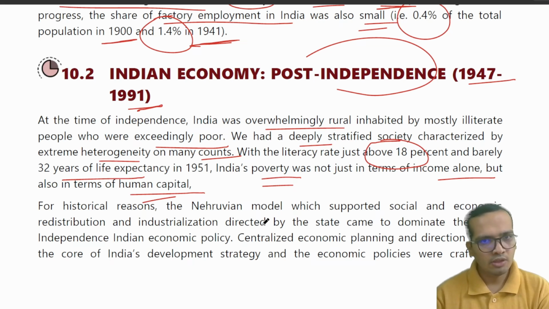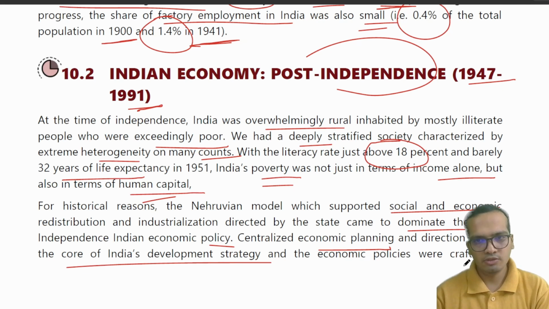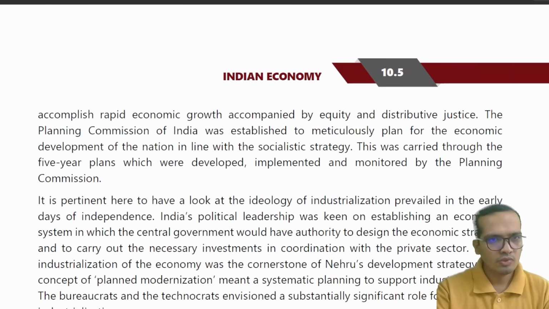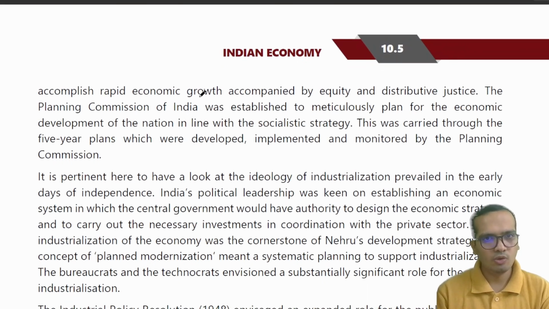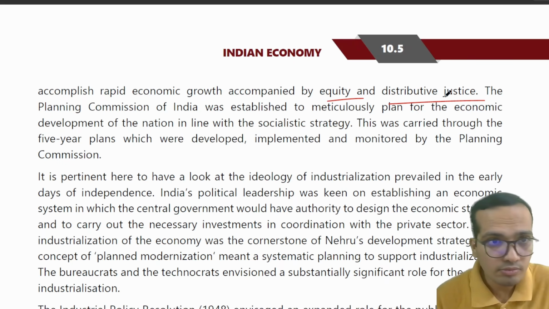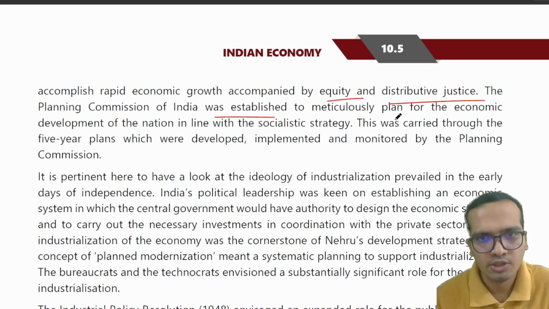For historic reasons, the Nehruvian model, which supported social and economic redistribution and industrialization directed by the state, came to dominate the post-independence Indian economic policy. Centralized economic planning and direction was at the core of India's development strategy, and the economic policies were crafted to accomplish rapid economic growth accompanied by equity and distributive justice. The Planning Commission of India was established to meticulously plan for the economic development of the nation in line with the socialist strategy.